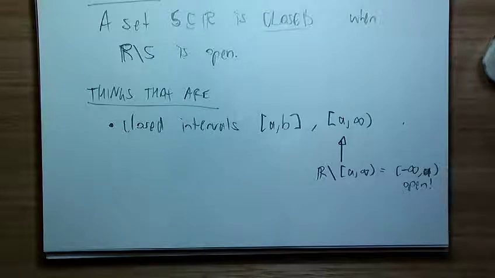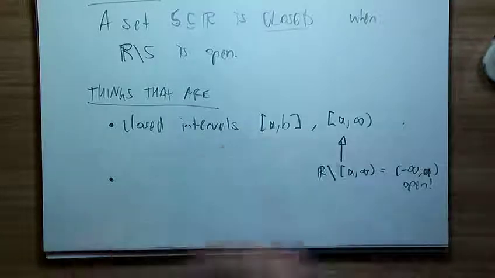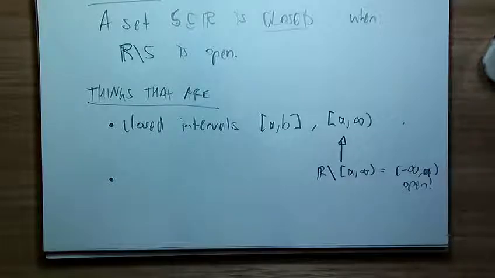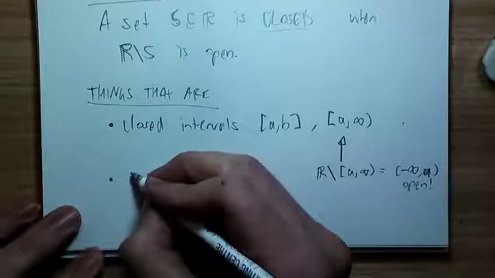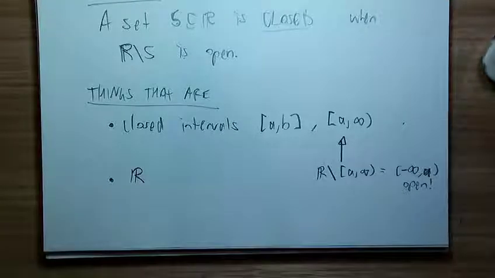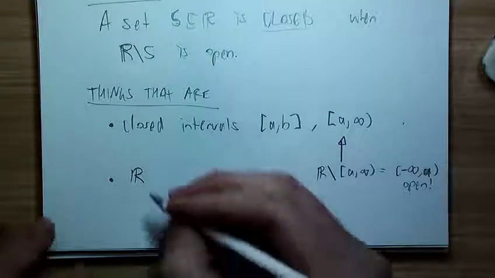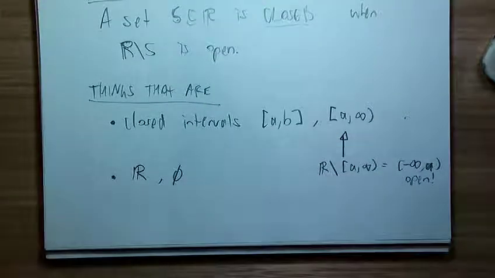It's important. Anything else that you know that is definitely closed? The entire set of real numbers is closed because the complement of that is the empty set and the empty set's open. And the empty set is closed because the complement of that is the real numbers and the real numbers are open.